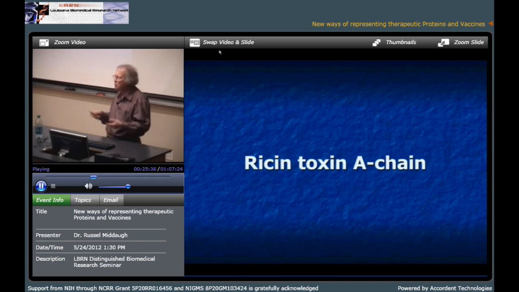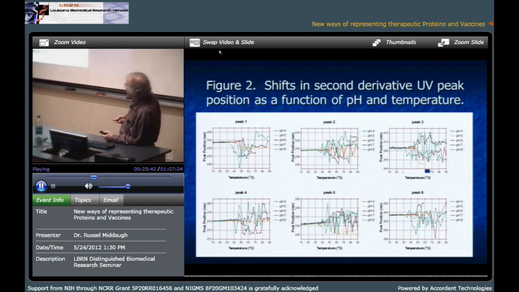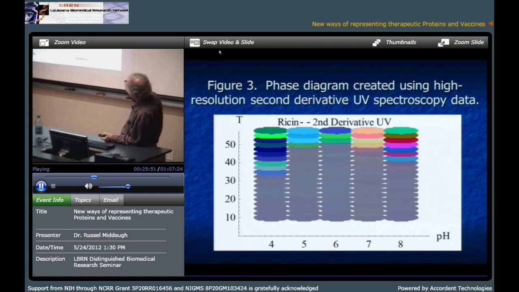All right, I won't say much more about it because what I really want to talk about today is representing the protein. So here's that second derivative spectrum of ricin, okay? And here it is, here's the results at 5 different pHs. And here's a phase diagram. And I've just shown a limited region of the phase diagram right here. This is just 10 to 60 degrees and pH 4 to 8.